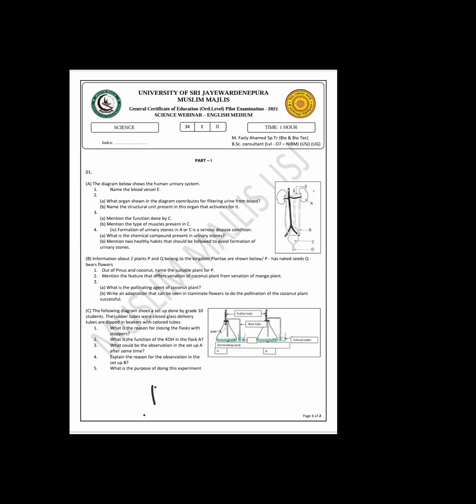E is renal artery. The second one: what organ shown in the diagram contributes to filtering urine from the blood?